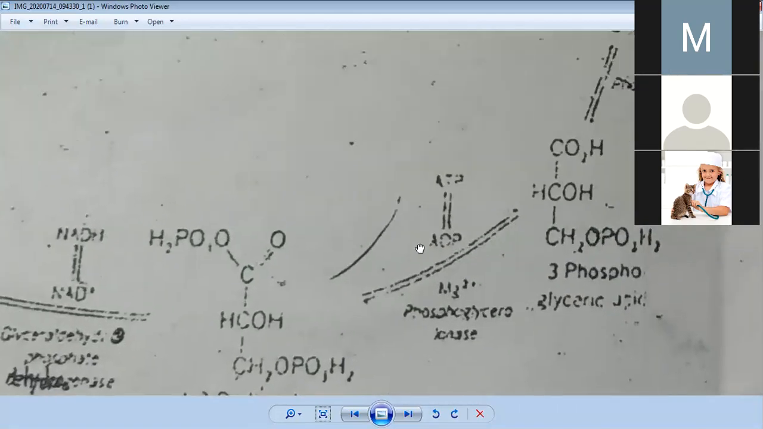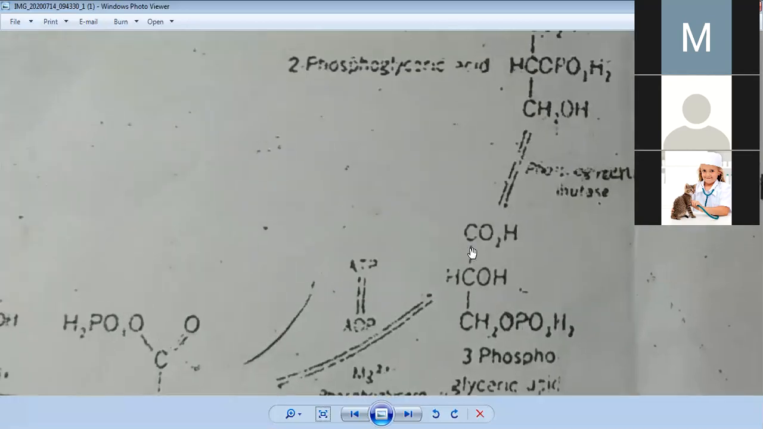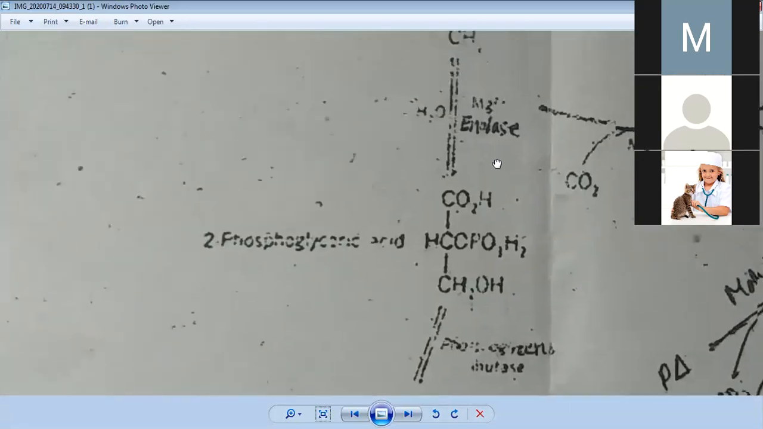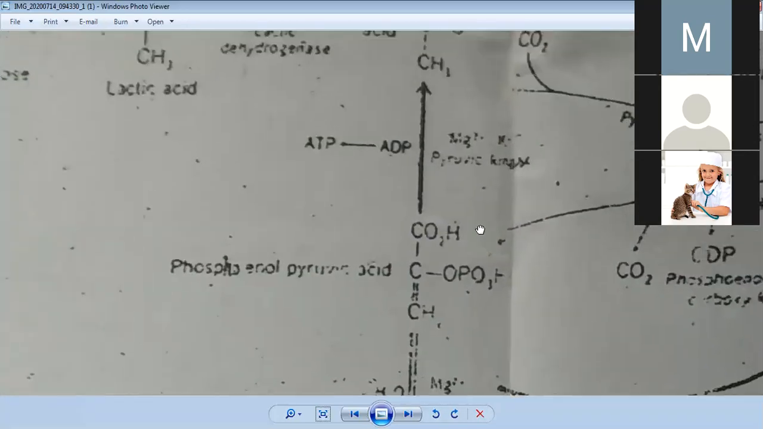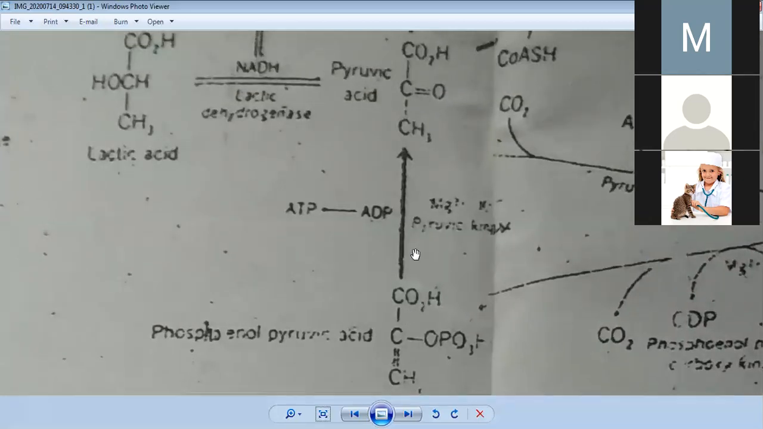And in reaction number 6, you can see we will get one more ATP. So that is 1 into 2, that is 2. 6 plus 2 is 8. And here we will get 2 more ATP in the reaction of number 9. So how many ATP do we get? 10. But from 10, we have 2 deduction. So if you deduct 2 from 10, how many ATP will we get in glycolysis?